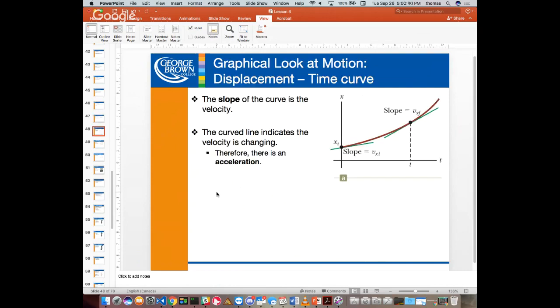All right. So again, slope of the curve is the velocity in this particular case. So here's the position function. Slope of the curve is velocity. Notice that the curve indicates the velocity is changing, because velocity has both magnitude and direction. And because the velocity is changing, that means there must be acceleration. So when you look at a curve like this, I might ask you, is there any acceleration with this curve if these tangent lines are velocity? And the answer is yes, there would be.